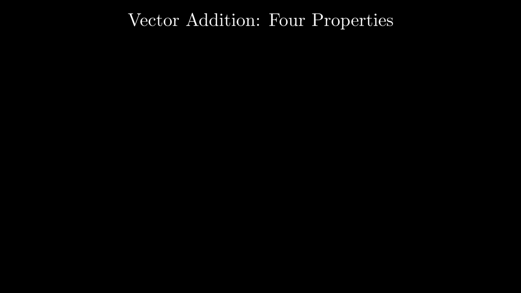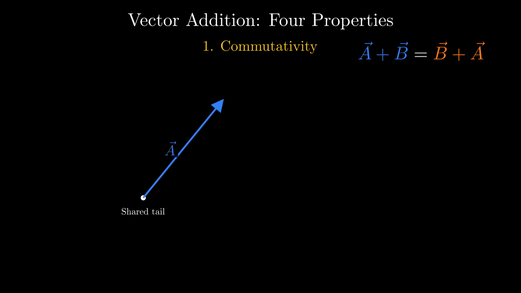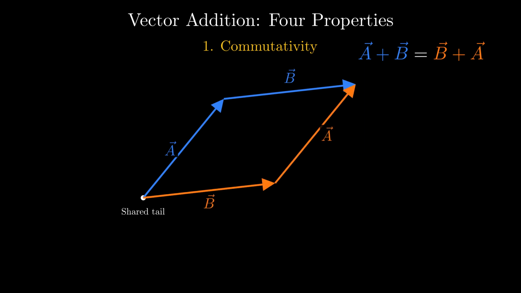Vector addition satisfies four properties. First, commutativity. The order of addition doesn't matter. The sum A plus B equals B plus A. The geometric construction shows why. In the head-to-tail picture, start with A and attach B, or start with B and attach A. Both paths end at the same point, so both give the same sum. In the parallelogram picture, the two orders trace the two sides of the same parallelogram, and both arrive at the same diagonal.